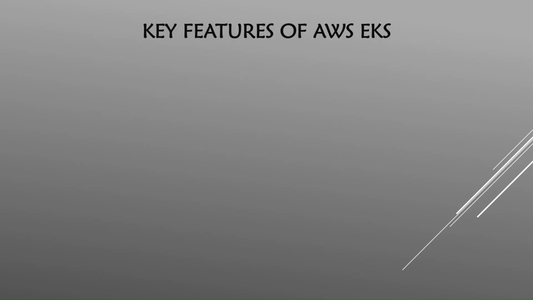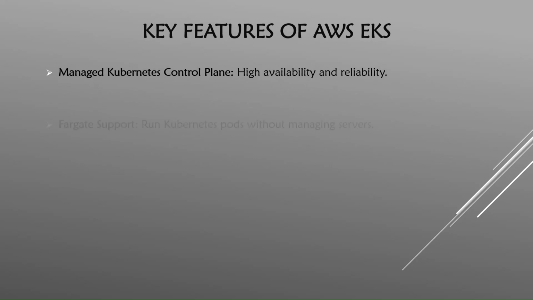So the next is key features of AWS EKS. In this, the first one we have is a managed Kubernetes control plane. It automatically provisions and manages the Kubernetes control plane, which includes the Kubernetes API servers, etcd, and other critical components. These control plane components are distributed across multiple availability zones to ensure high availability, and AWS handles tasks such as patching, scaling, and securing the control plane, reducing your operational overhead. This allows you to focus on your applications without worrying about managing the Kubernetes infrastructure.